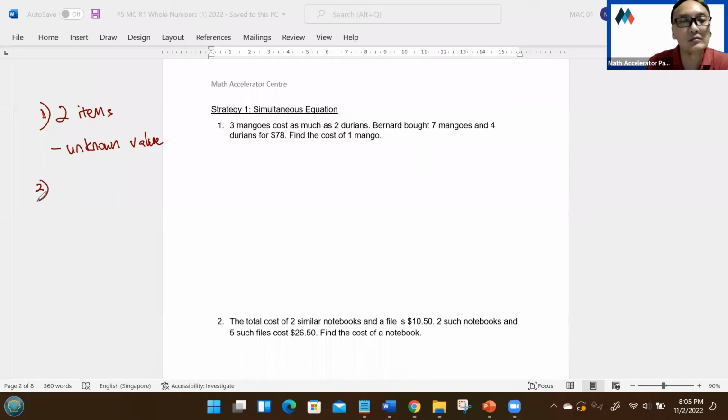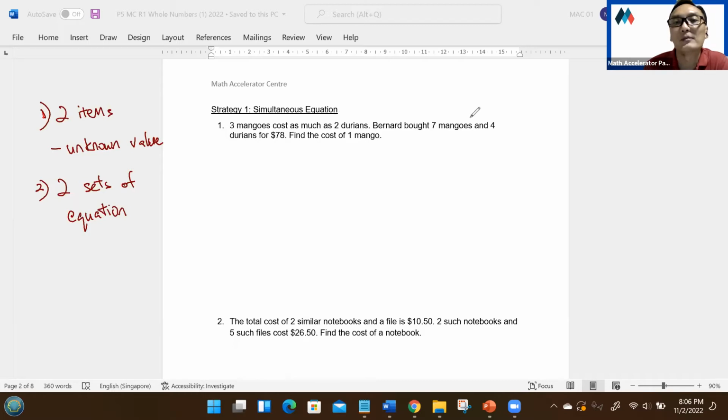And number 2, there are always 2 sets of equations, or 2 combinations. From these two sets of equations, you should be able to find certain clues to solve the question. So let me go through the first question. 3 mangoes cost as much as 2 durians.